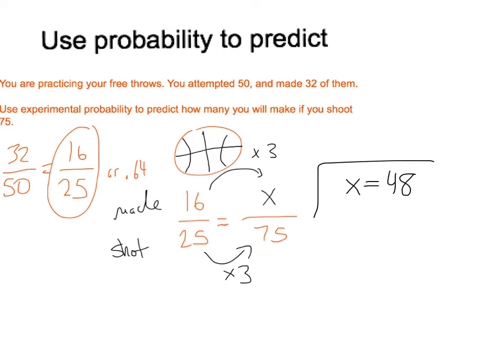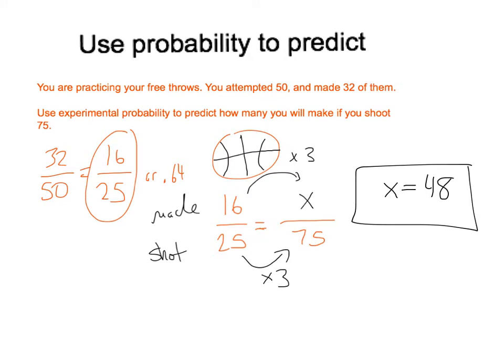Okay, so what do we know now? Well, we know that if you shoot 75, you are likely to make 48. Now, you might make less, you might make more, but given your experiment of shooting 50 and making 32, we can, with some confidence, say that if you shoot 75, you're going to make 48.